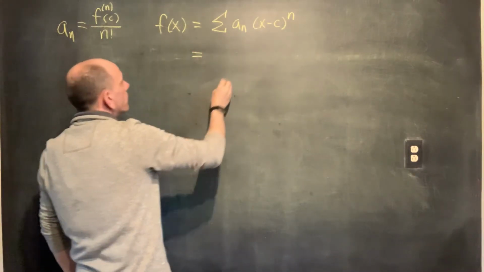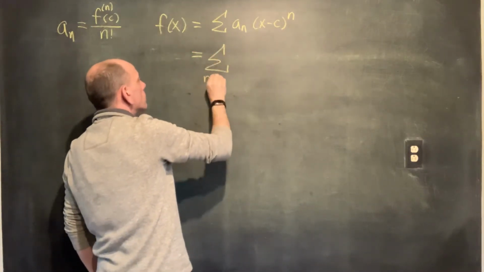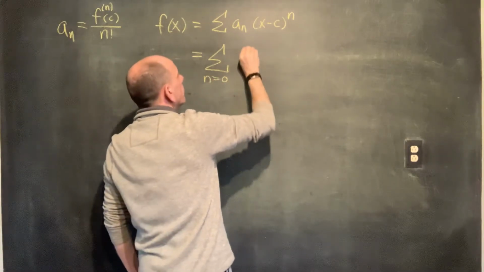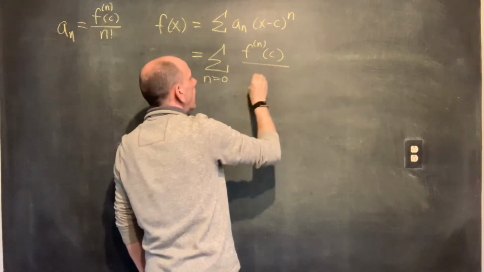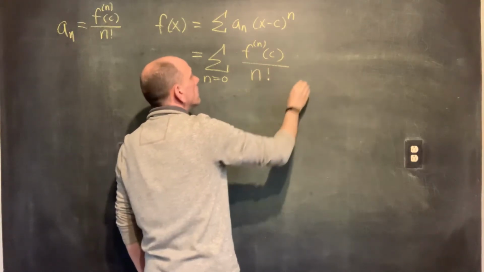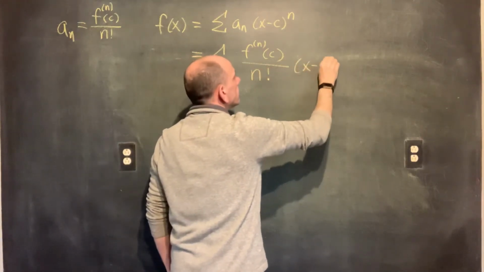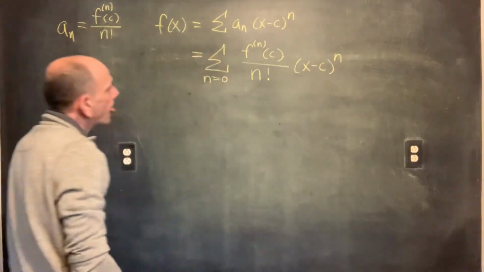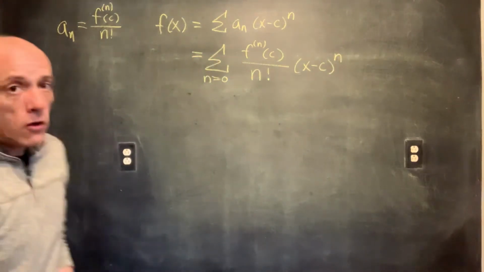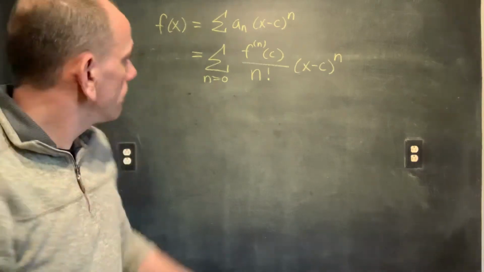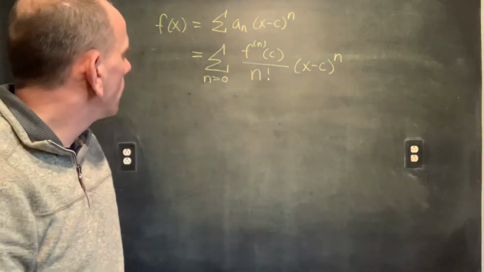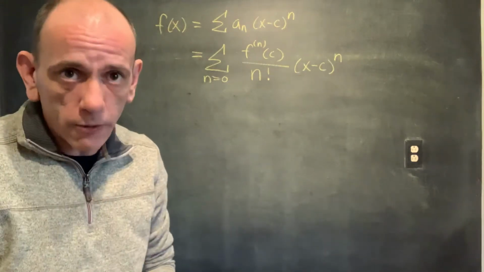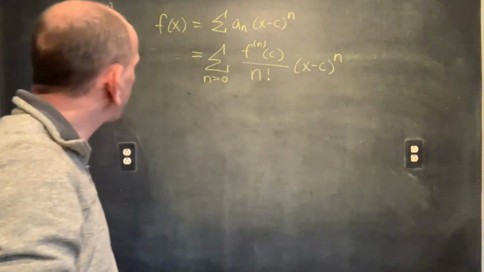So our power series representation is the sum, n equals 0 to infinity, of the nth derivative evaluated at the center divided by n factorial times x minus c to the n. Now, if your center is 0, so we just have x to the n there, it's called a Maclaurin series. Taylor series is the more general idea.